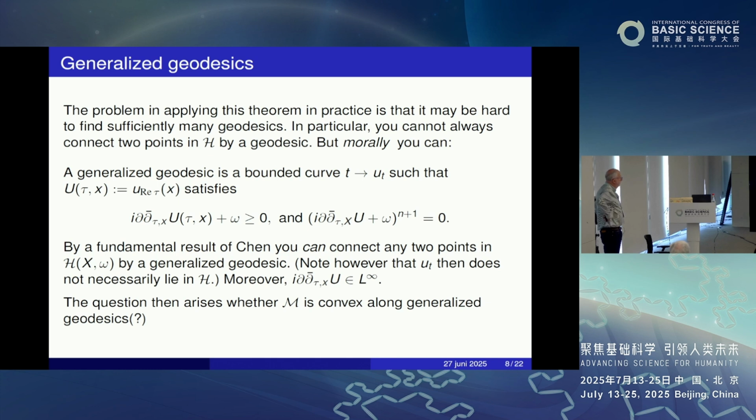One problem that I will address here is that in order to apply it, you really need to have a lot of geodesics. If there are no geodesics, the fact that it's convex along geodesics doesn't really say very much. So in particular, it's known that you cannot always connect 2 points in H by a smooth geodesic. But there is a substitute that says that morally you can connect any 2 points in your space by a smooth geodesic. And that says that you can connect them by a generalized geodesic.